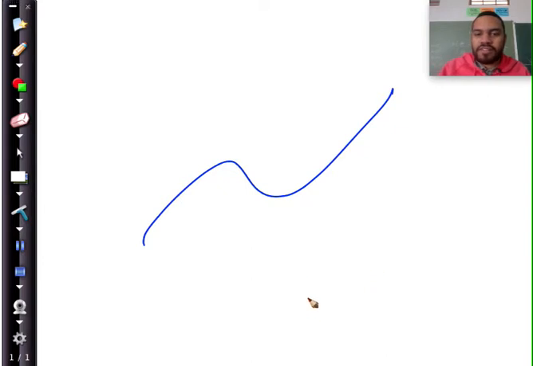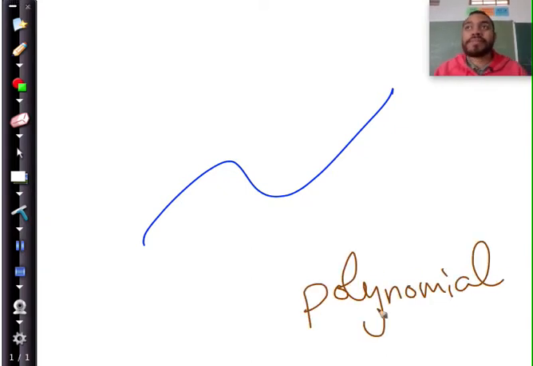The family of polynomials, right? And remember, this is a polynomial of degree what? Degree 3, right? Okay, very good. So it's a polynomial of degree 3. And the number of turning points that a polynomial of degree 3 has? Is it 3? 2, right? Because the number of turning points is always n minus 1. If the degree is n, then the number of turning points is n minus 1.